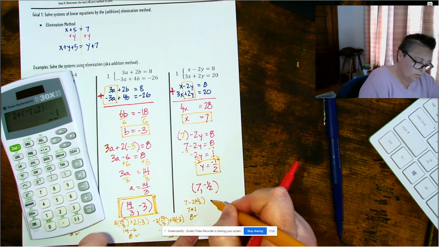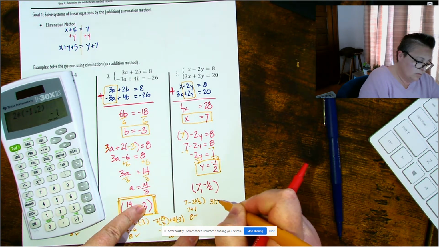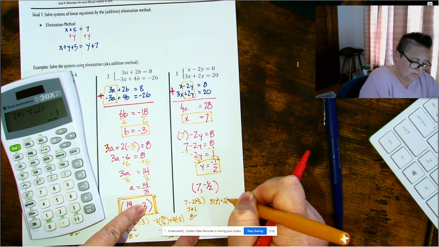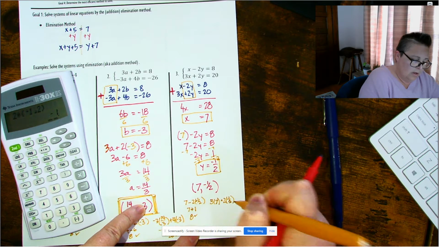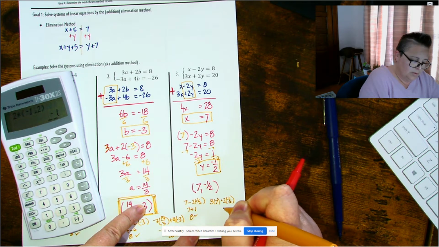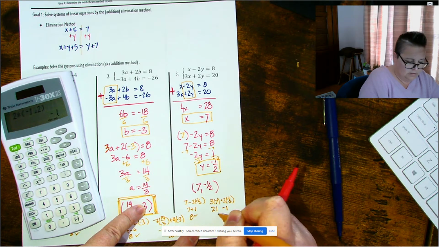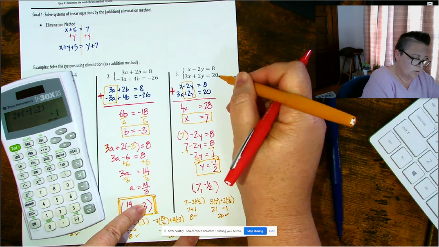The second one would be 3 times 7 plus 2 times a negative 1/2. I know 2 times a negative 1/2 is a minus 1. 3 times 7 is 21. That's 20. And oh, look, it checks.